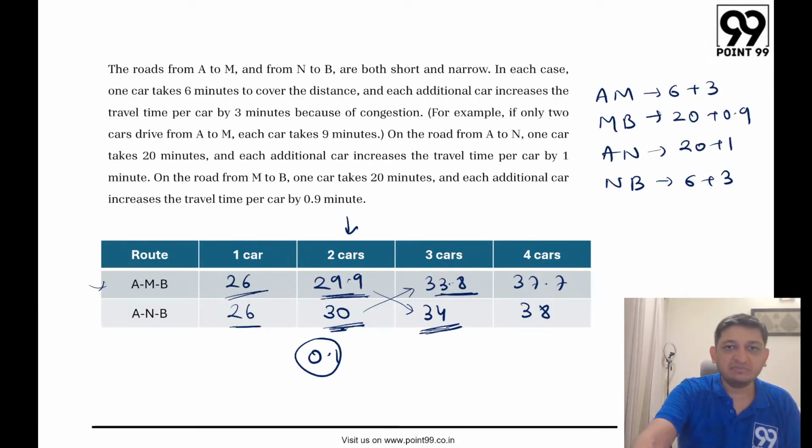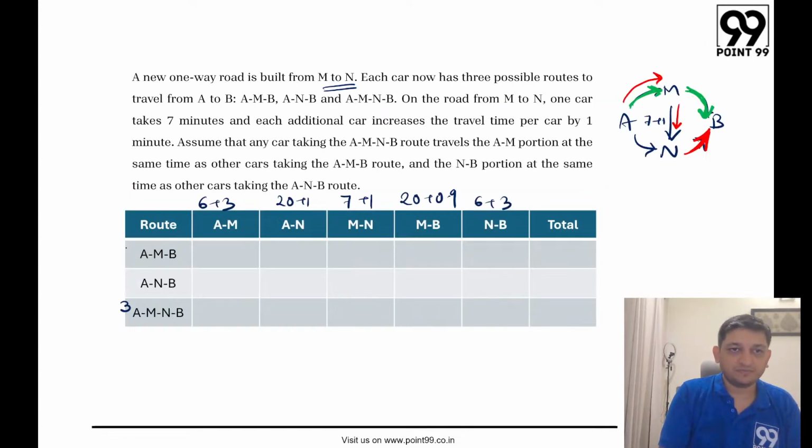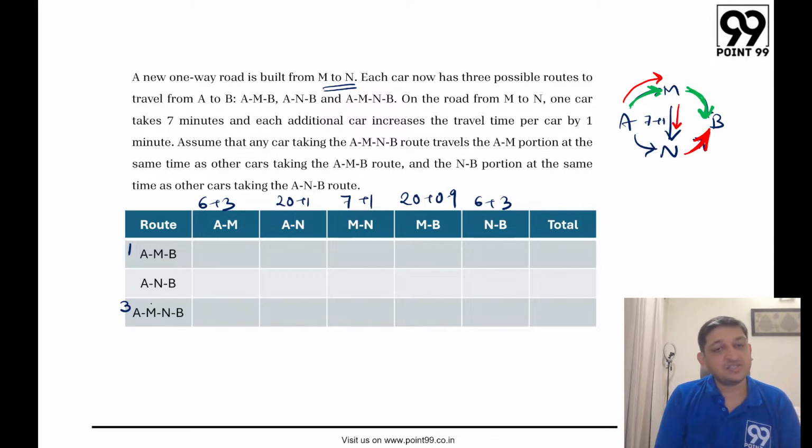AMB better था कि ANB better था? AMB was the better one, slightly better AMB. ठीक है, तो एक vehicle को बोला भाई तुम AMB ले, fine. Now what will happen? Because three vehicles are taking A, M, and B, and one vehicle is taking A, N, B. A, M will be traveled by all four vehicles.